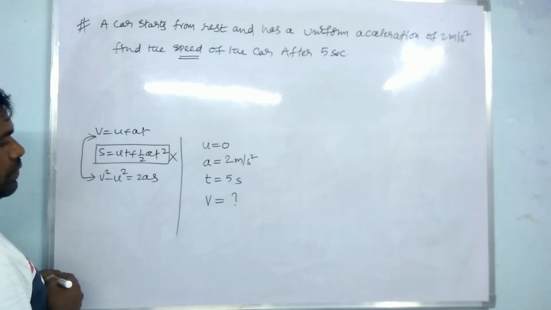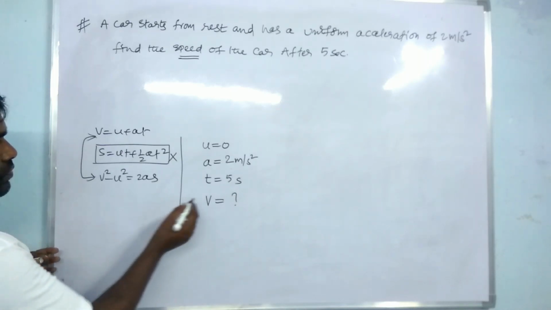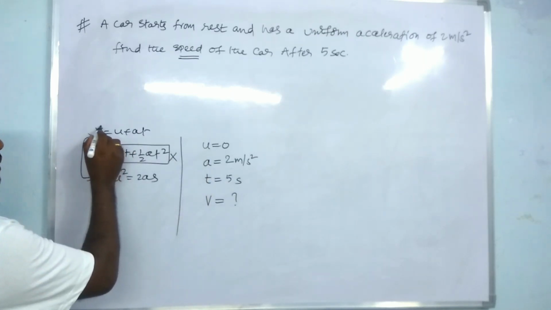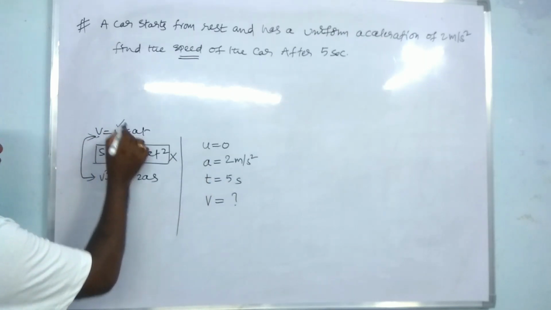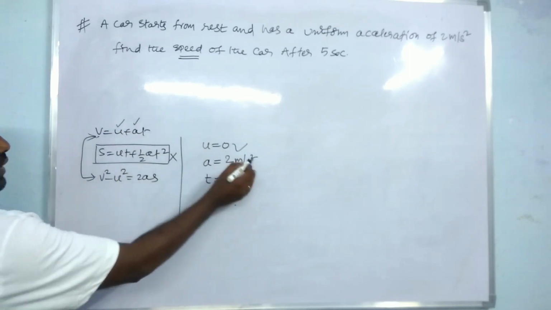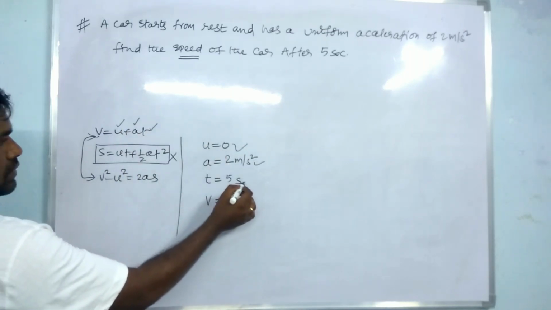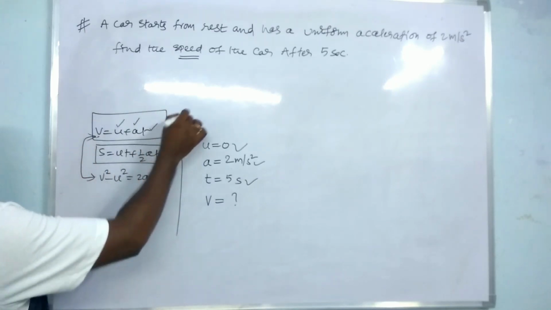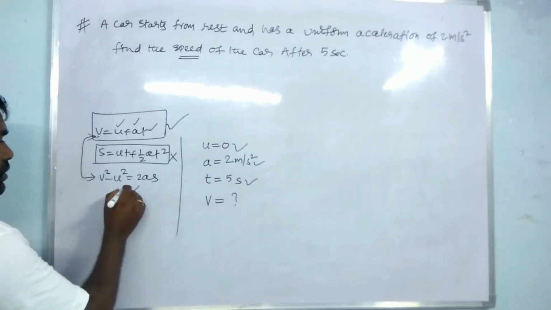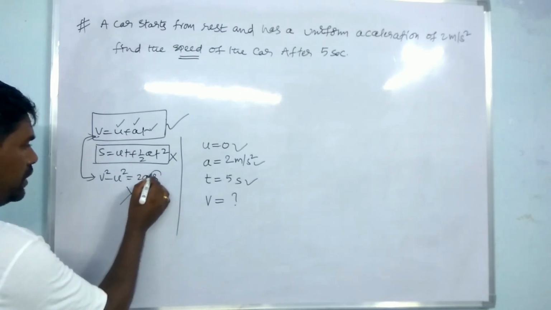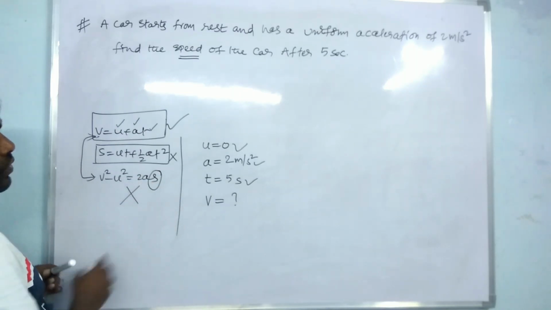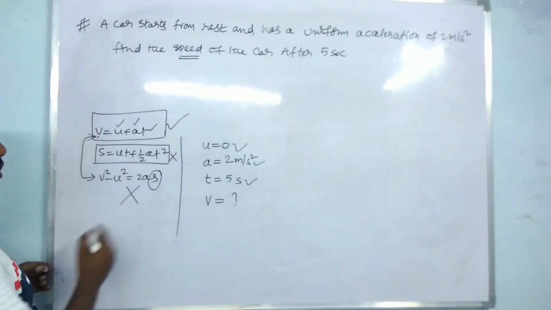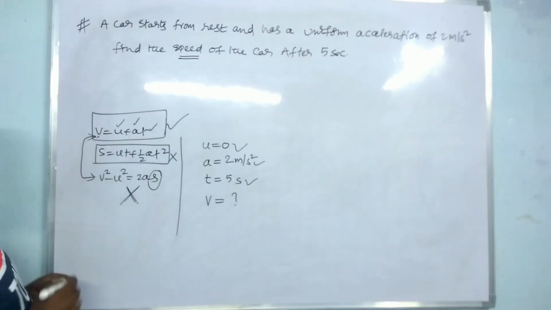So we have to check which equation has these terms. Here we have to find the v value. There is initial velocity, there is acceleration, and there is time taken. So you have to pick this equation. The other one is not used because there is a displacement term, and we don't know the displacement of the car. That's why we don't use that equation. We have to pick this equation.